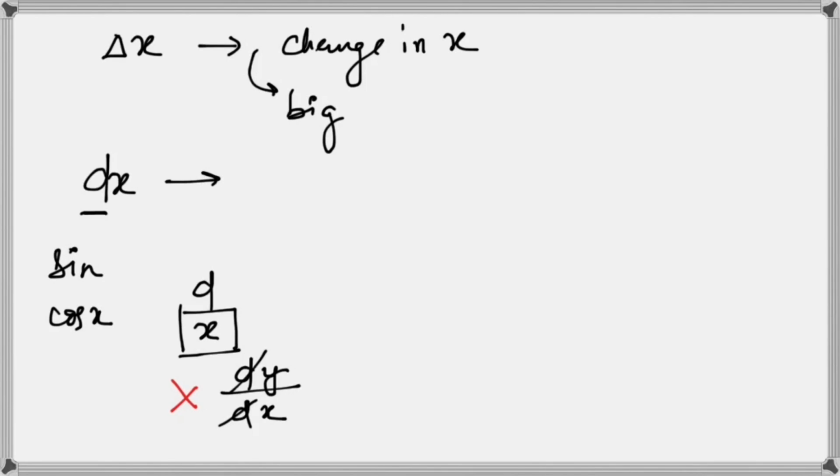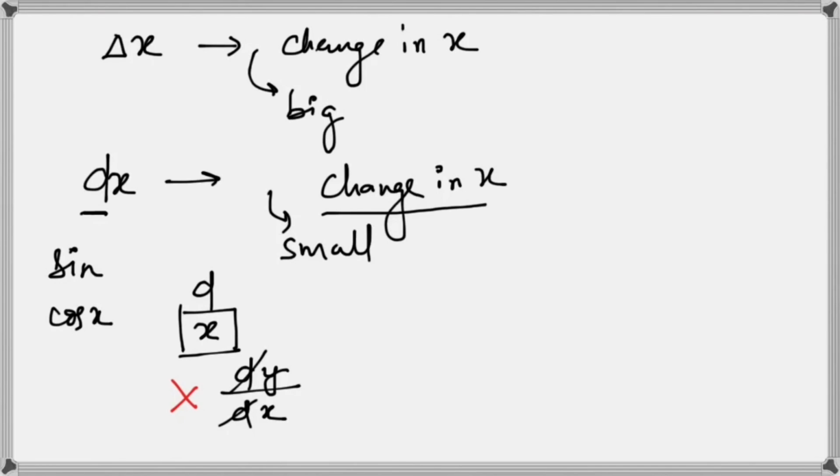Coming back to the meaning of dx, it means change in x. And what kind of change? Small change in x. So when you see dx, think small change in x, and when you see delta x, think big change in x. From now on, whenever I say change in x, I mean the small change in x. Now, how small change am I talking about? The smallest change that you can imagine is represented by dx.